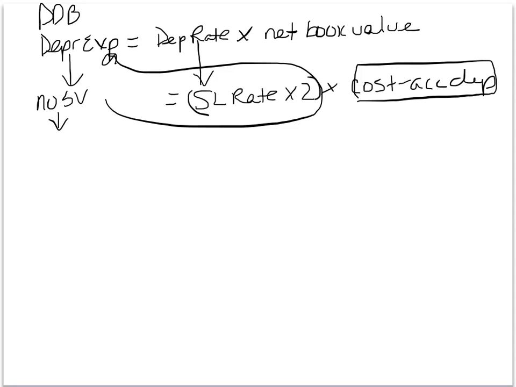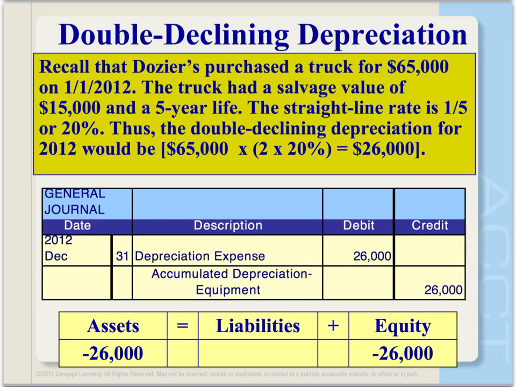So now let's go ahead and take a look at a problem coming up with this straight line rate and what this looks like on the next slide. So in this case, we recall that Dozer purchased a truck for $65,000, so that's the same. He has a salvage value of $15,000 and a 5-year life. The straight line rate is 1/5 because we were taking 5 years, or 20%. You would take 1 divided by 5 gives us 20%.